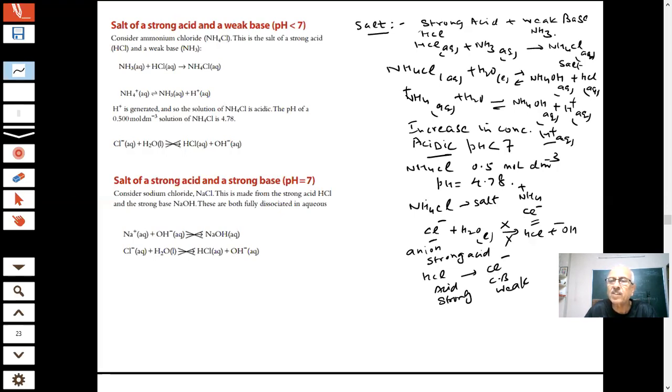But what is hydrolyzed is the ammonium ion, which is coming from a weak base. If the base is weak, then the conjugate acid will be strong. That will react with water, hydrolyze with water. And this increases the net H plus ion concentration and the solution becomes acidic. Solution becomes acidic. Clear?